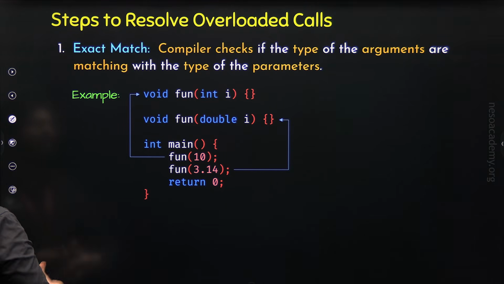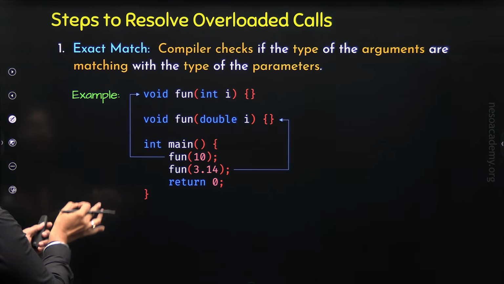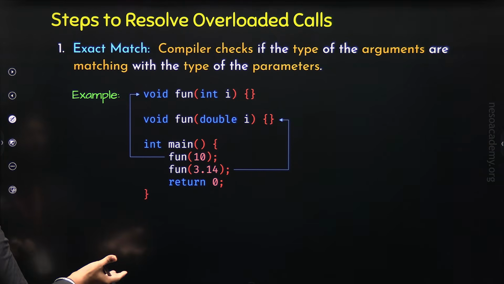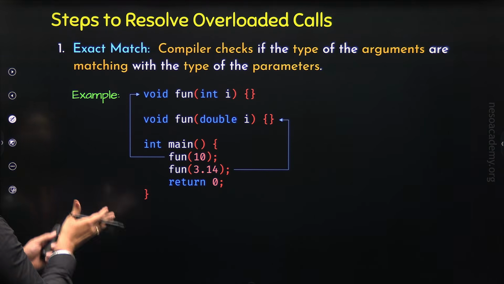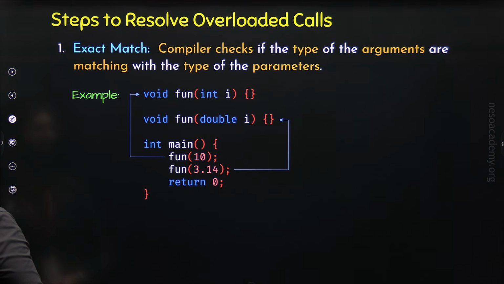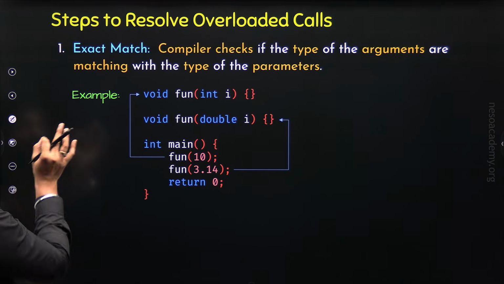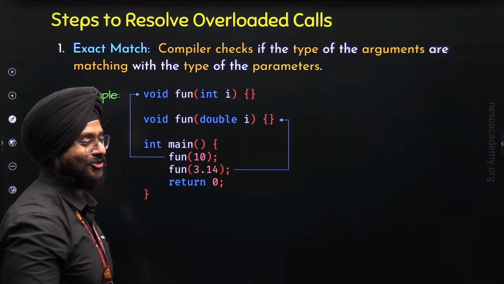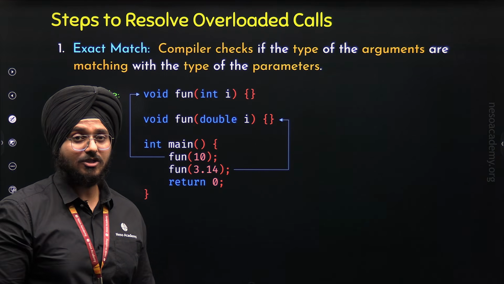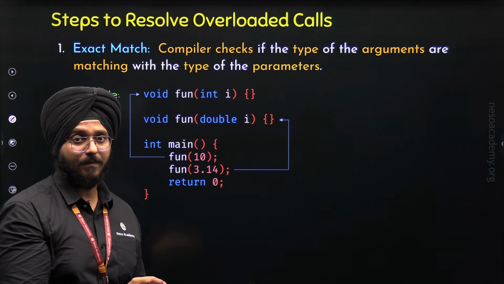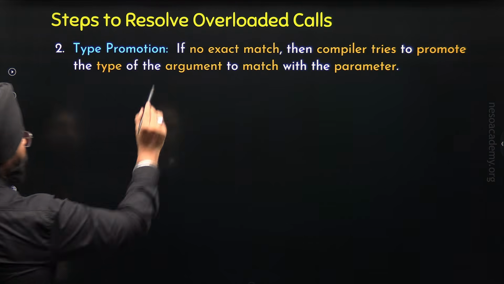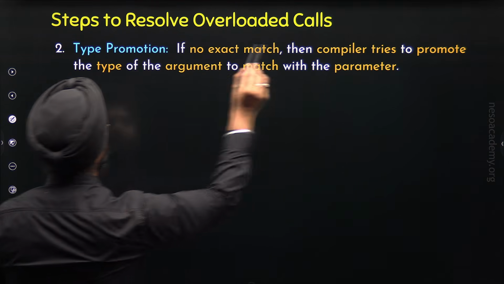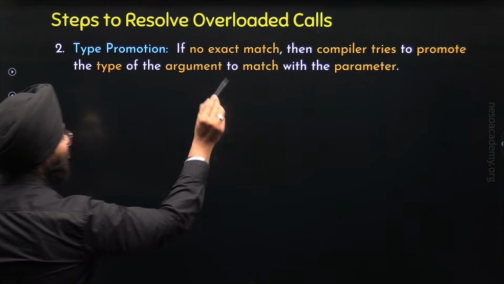If the compiler finds that the types of the arguments are matching with the types of the parameters, then the process will be stopped. No further step will be performed by the compiler, and the compiler will resolve the function call to the specific function definition. So in this way, the compiler finds the best match. But what happens if there is no exact match? If there is no exact match, then the compiler will move to the second step where it will perform the type promotion. If no exact match, then the compiler tries to promote the type of the argument to match with the parameter.